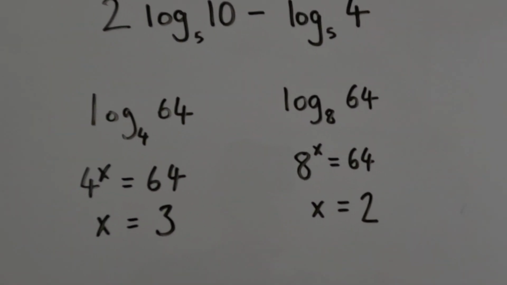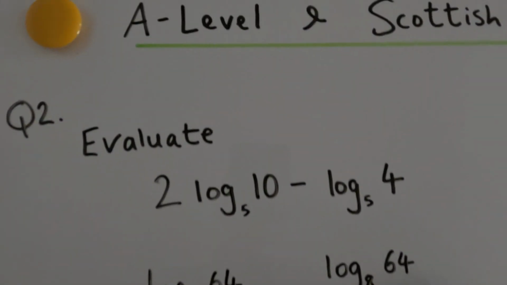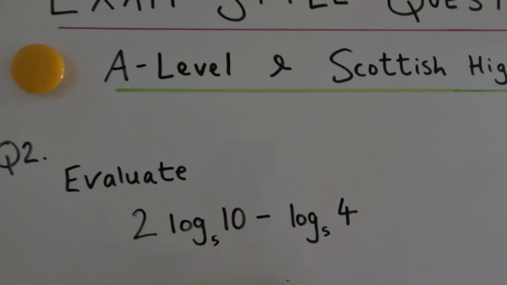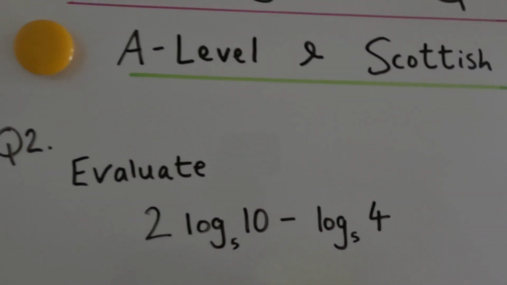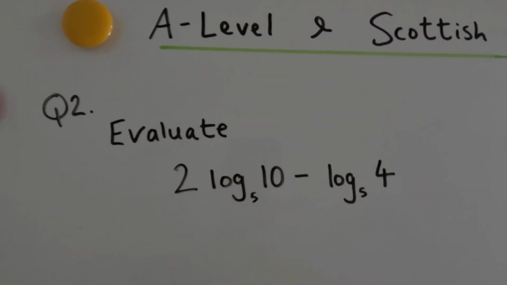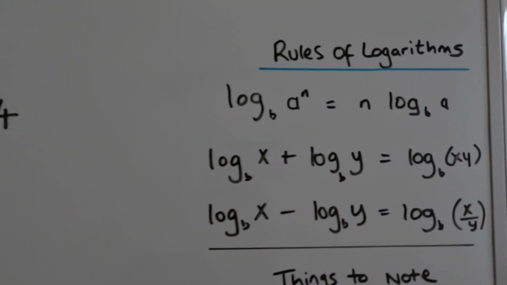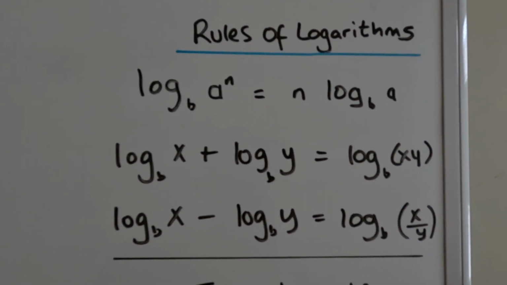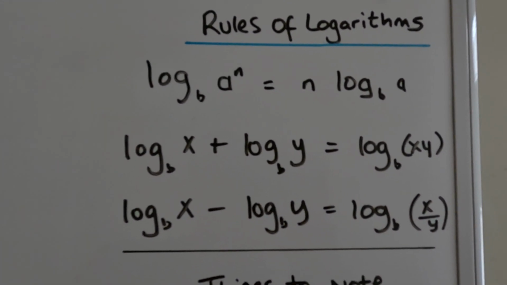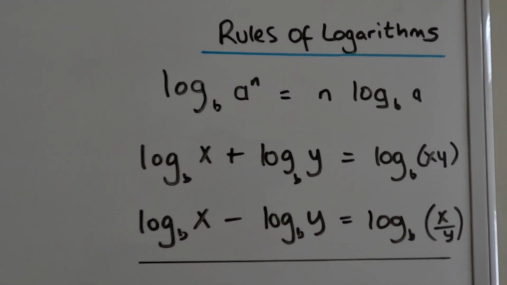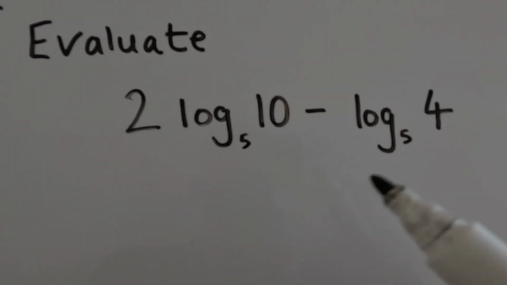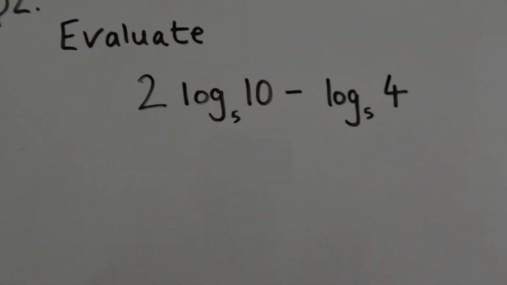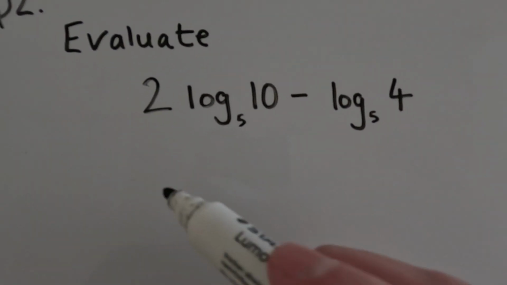So the answer will change depending on the base. Okay, so let's get into this question. Now, as I say, we're going to need to use rules of logarithms over here to answer this. So let's go. So 2 log 10 to the base 5. Don't worry about the base just now, let's just focus on the 2 log 10 bit.